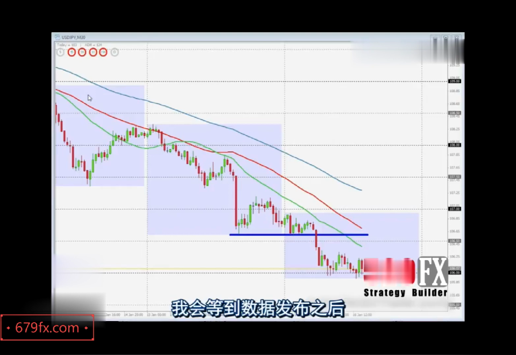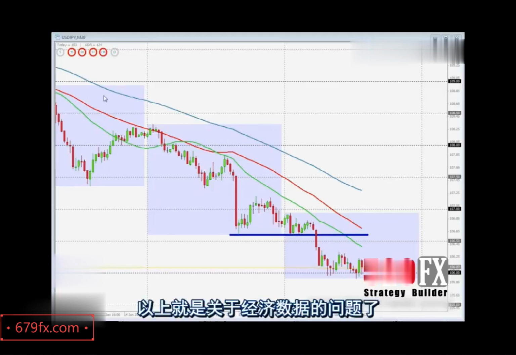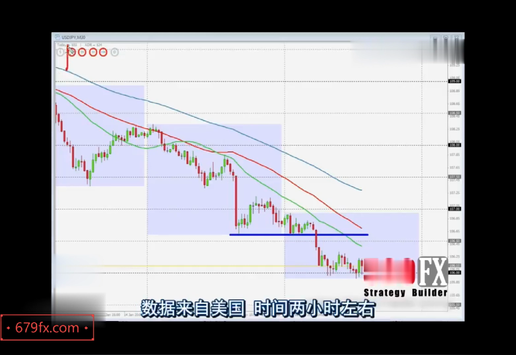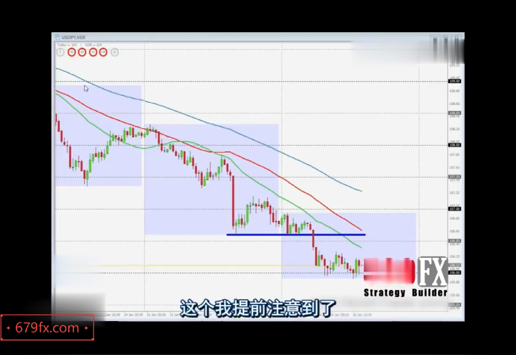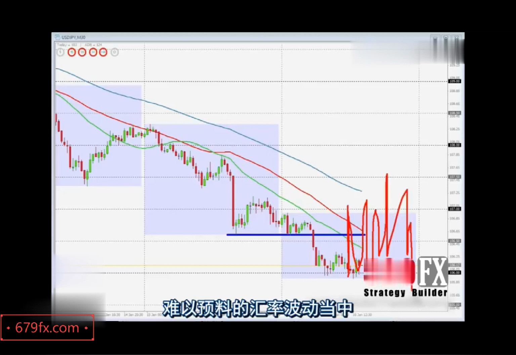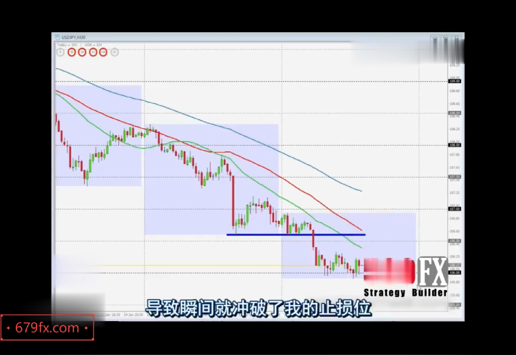I might pass on the signal until the news are out of the way, until the dust settles down a little bit. And once the news are out of the way, I will continue searching for an entry on this setup. I've made a brief note about that news announcement coming out from America in 2 hours time. I want to always keep that in mind, so I don't get surprised by, like I was saying before, any random crazy spike on the chart that might knock out my stop loss within the second.